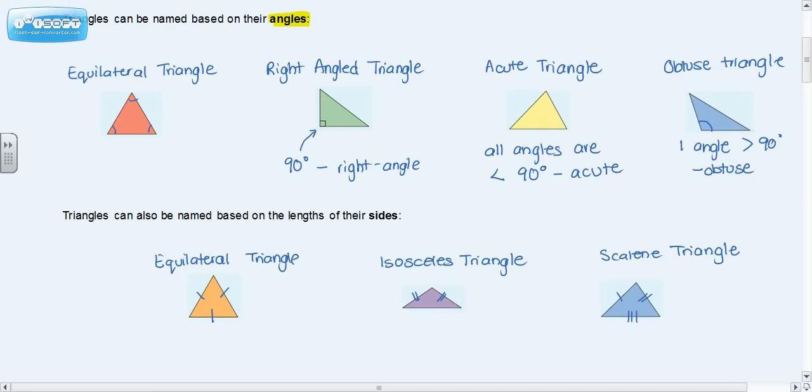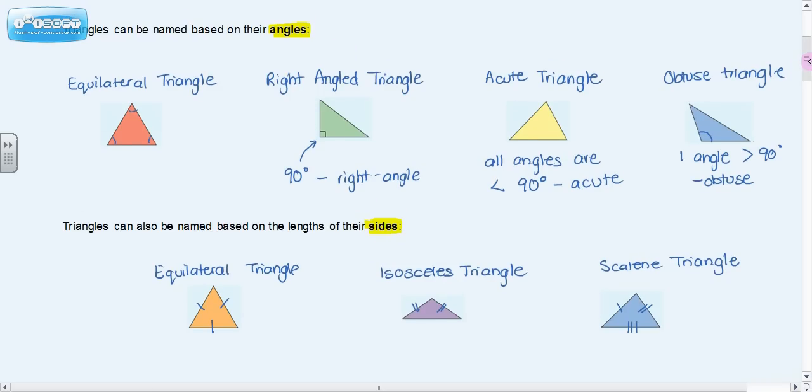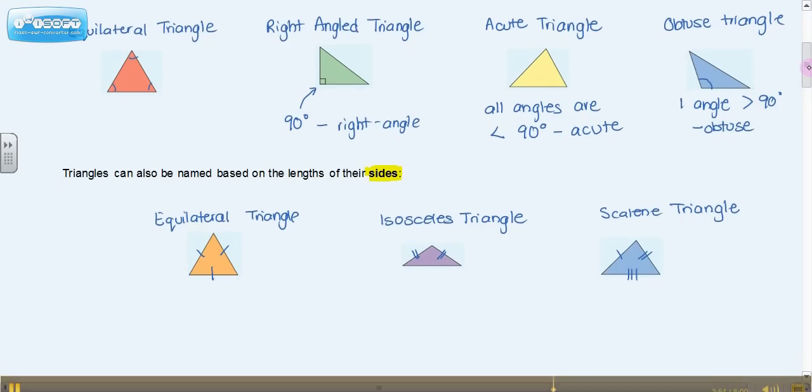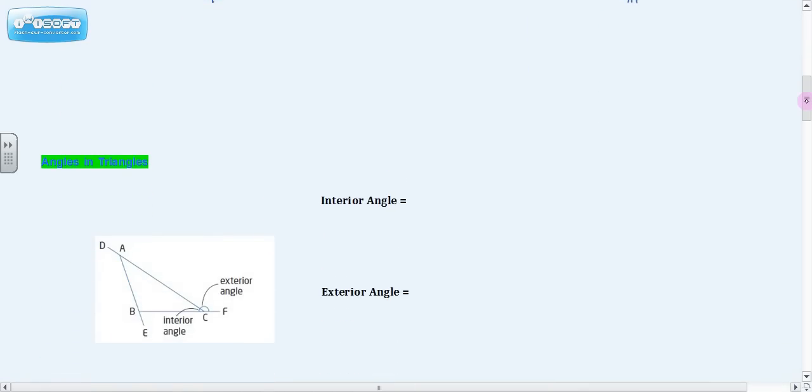So here we have different ways of classifying triangles based on their angles or based on their sides. Let's define one more thing to help you remember angles and triangles before we move on. Let's define the difference between an interior and exterior angle.